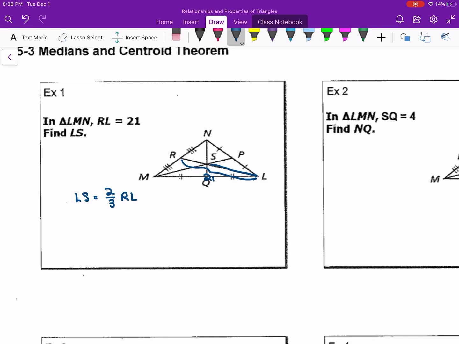Once we have the formula figured out, then substitute in what we know. Well, we know that RL is 21. I'm going to write it as a fraction. Remember, when you multiply fractions, you can multiply straight across, or we can do a little canceling first. 3 into 3 goes once. 3 into 21 goes 7 times. So our answer is 2 times 7, or 14. The length from L to S is 14 units.